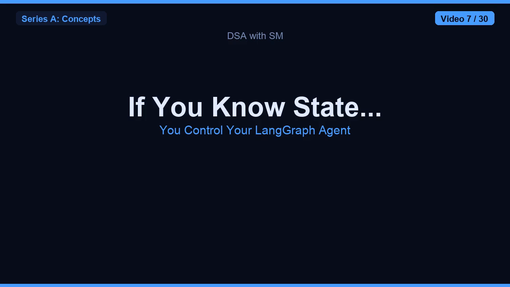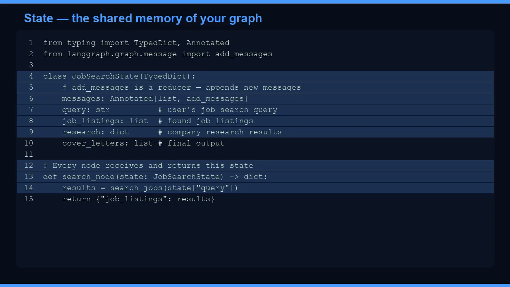If there's one concept that unlocks LangGraph, it's state. State is the data that flows through your entire graph. Every node receives the state, can read it, update it, and returns the updated version. In LangGraph, state is defined as a TypedDict, a typed Python dictionary.